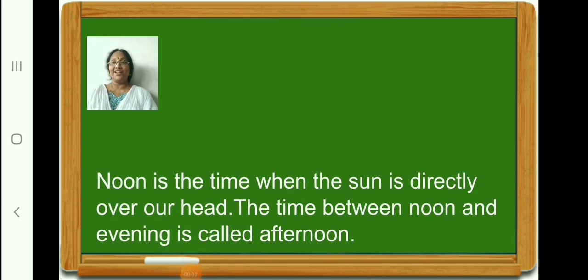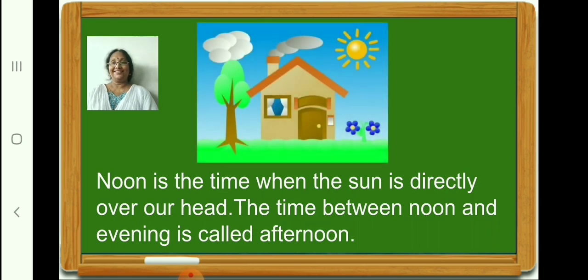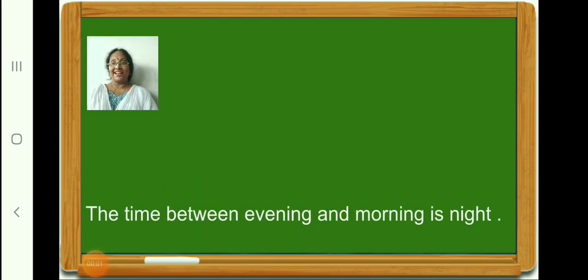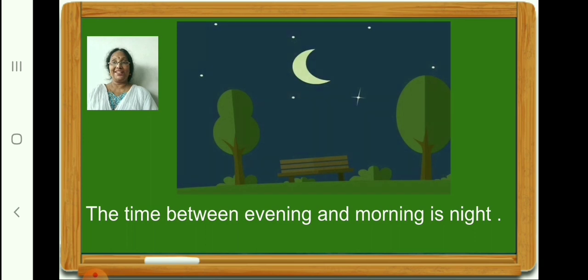Children, noon is the time when the sun is directly over our head. The time between noon and evening is called afternoon. Here, children, see in this picture, you can see the sun is directly over our head. And the time between noon and evening is called afternoon. The time between evening and morning is night. Look at the picture. It is night. Okay?